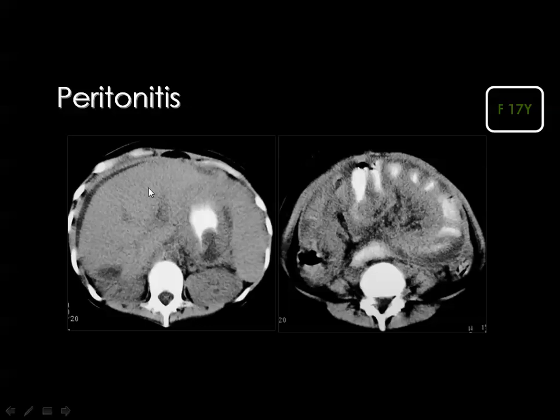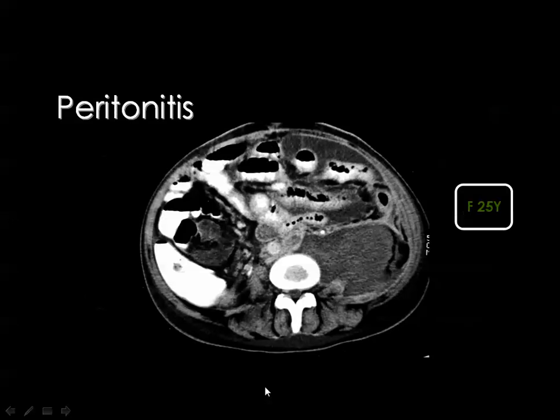And here is an example of peritonitis. You see that the peritoneum is thickened and enhanced. There is some fluid or pus within the peritoneal cavity, and these intestinal loops are amalgamated within the peritoneal inflammatory collection, and to compare the peritonitis, I'll show you the normal appearance of the peritoneum.